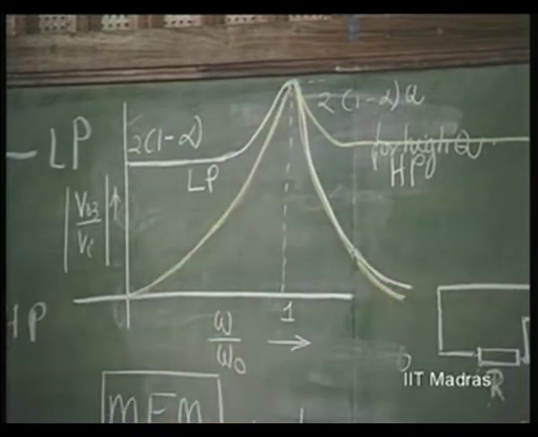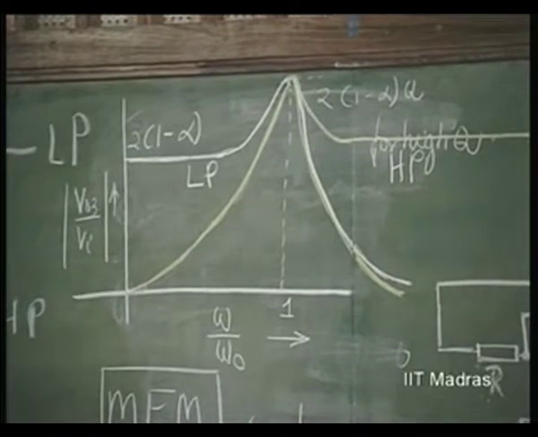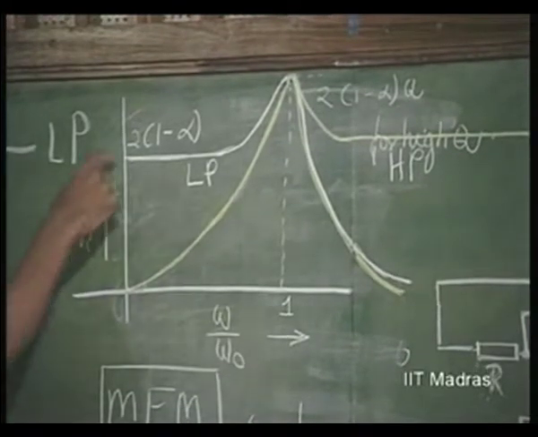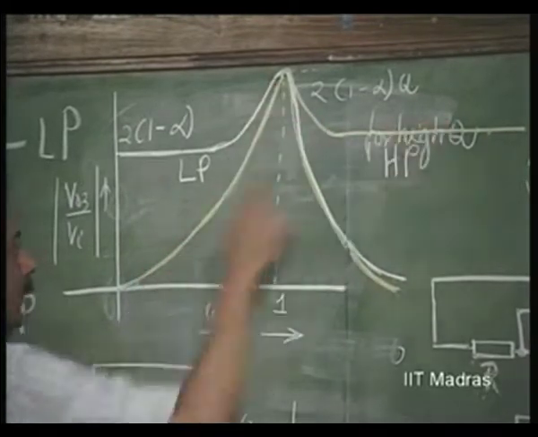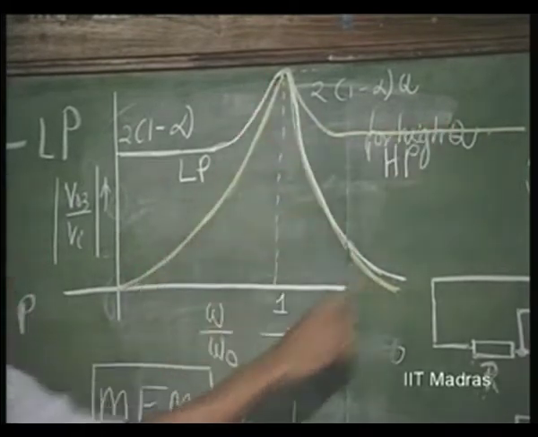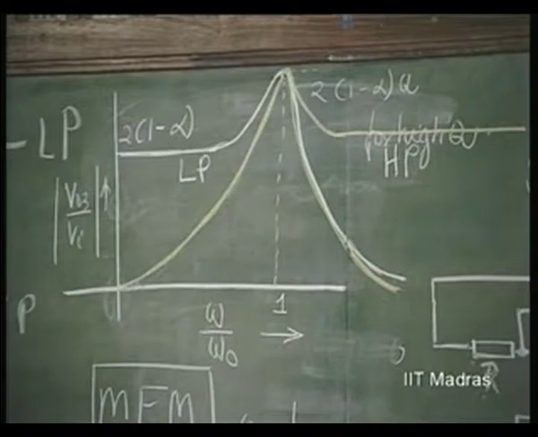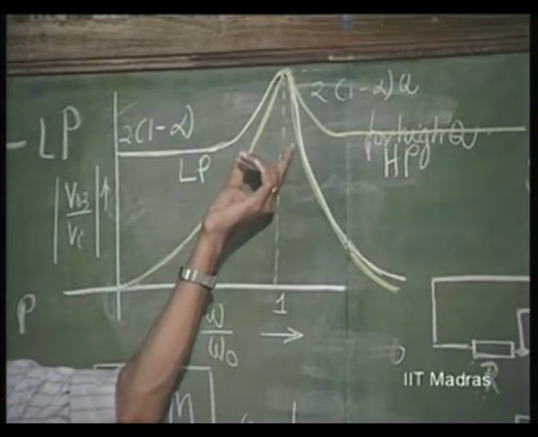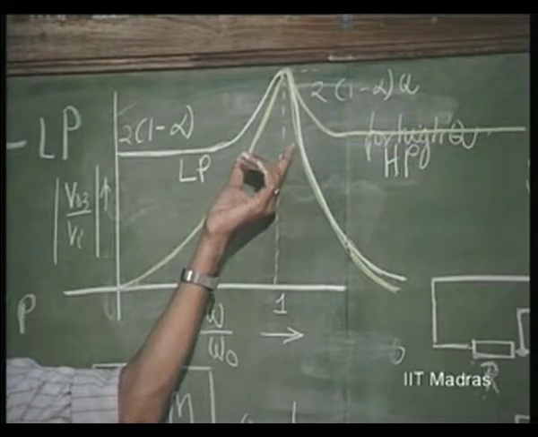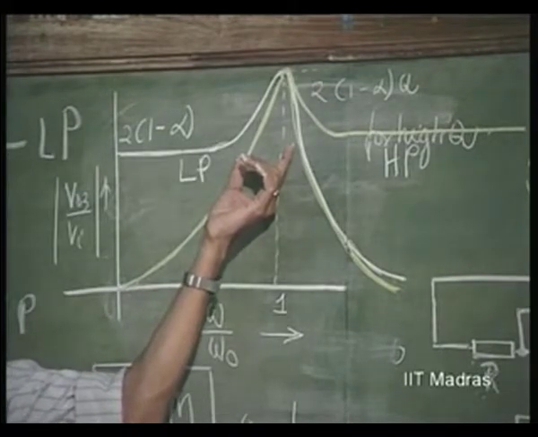This is going to be the band pass. So, low pass, high pass, band pass. You can make filters which are selective. This band pass filter selects a band of frequencies. So, if you want to select a band of frequencies, you use band pass.